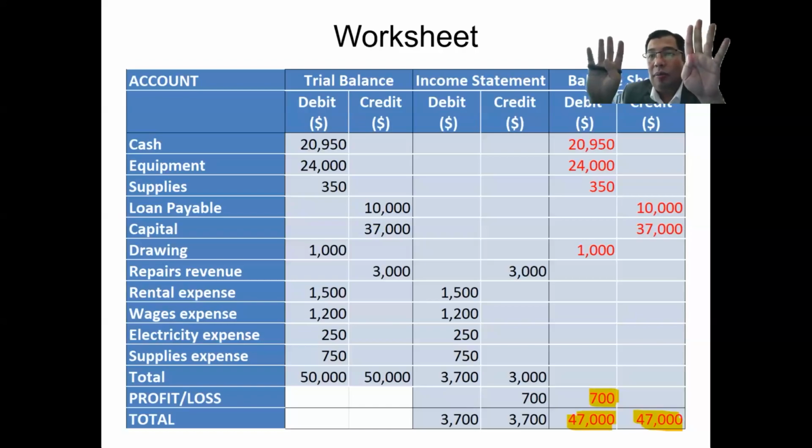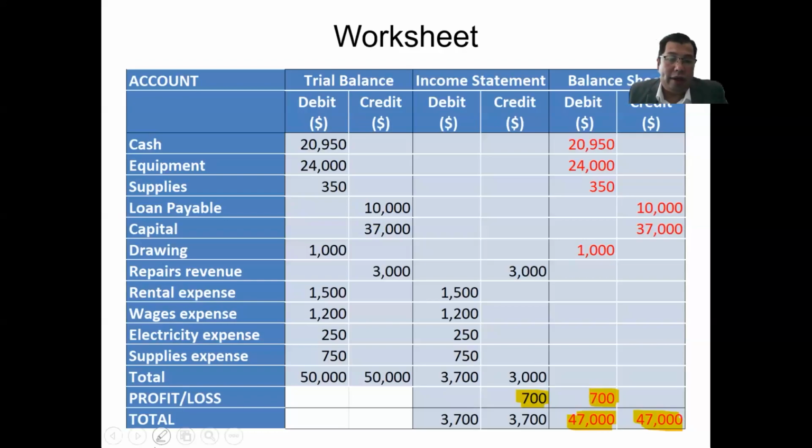What are the components of the income statement? Revenue and expenses. What are the components of the balance sheet under this worksheet? All items: assets, liability, capital, drawing. And where does this 700 come from? This 700 comes from your income statement. This 700, I put as a credit on the income statement. So to balance this, I'm going to debit my balance sheet.